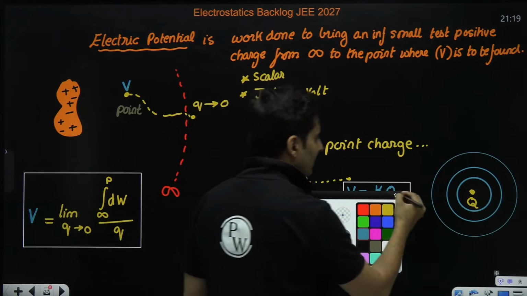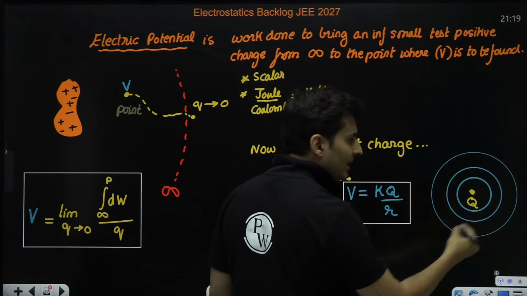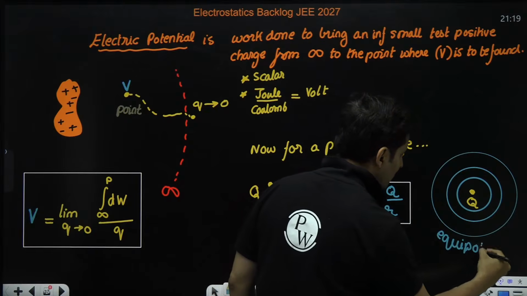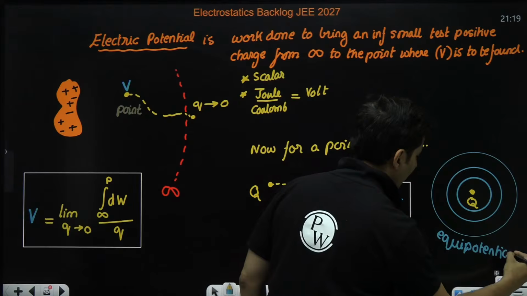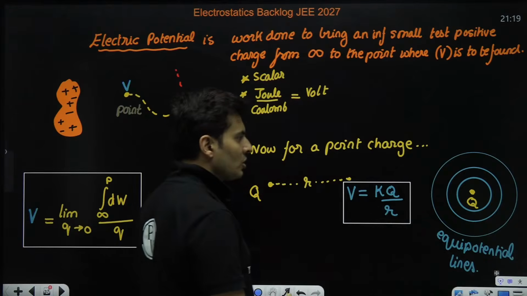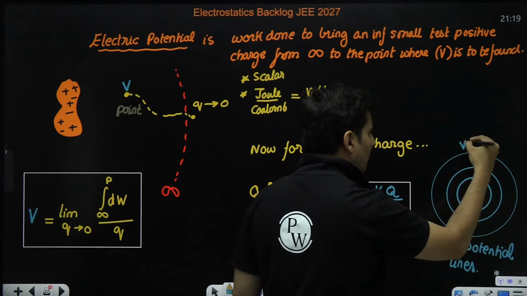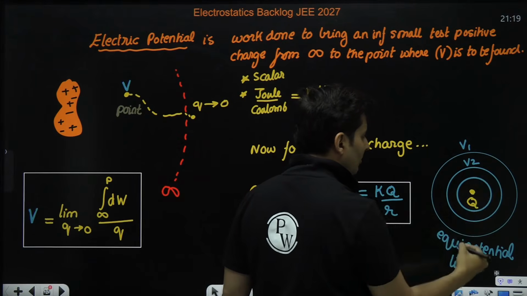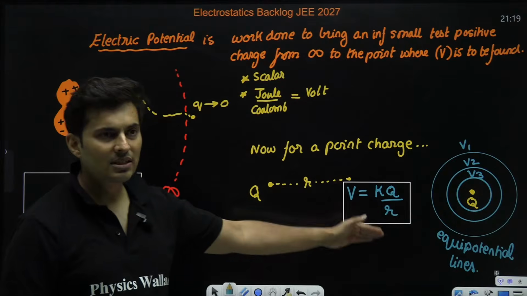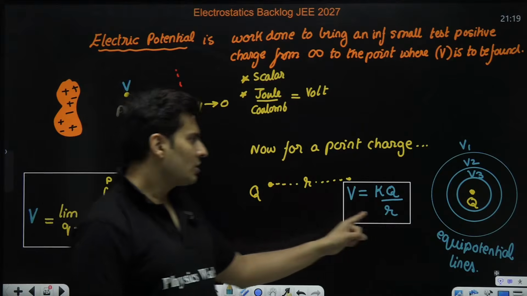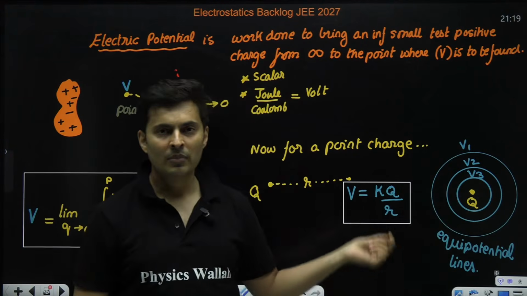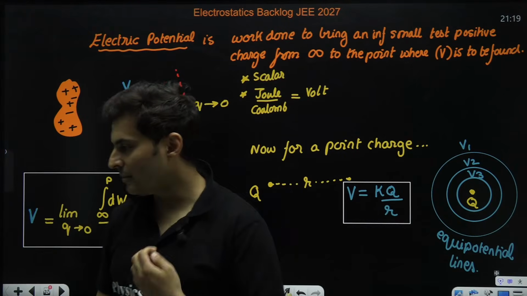So guys, these lines are called equipotential lines. What are they called? Equipotential lines. So all these points have the same potential V1. All these points have the same potential V2. All these points have the same potential V3. So that's what equipotential lines are. So if you stand anywhere on an equipotential line, the potential is the same. Okay, voltage is the same. That's the meaning of it.